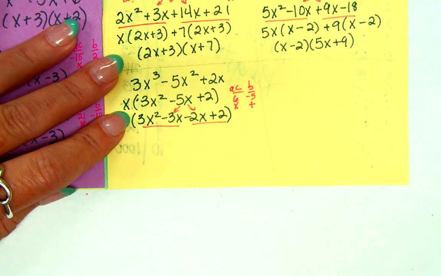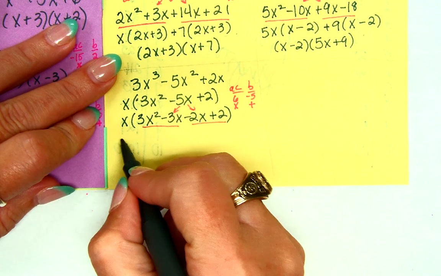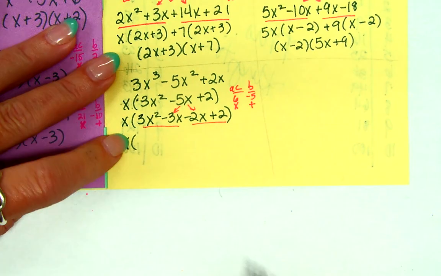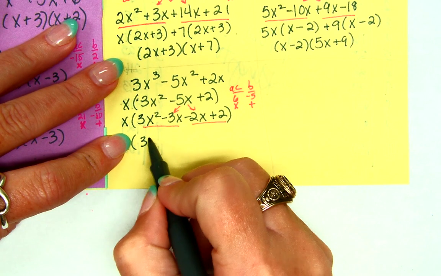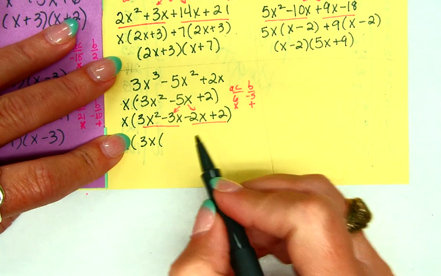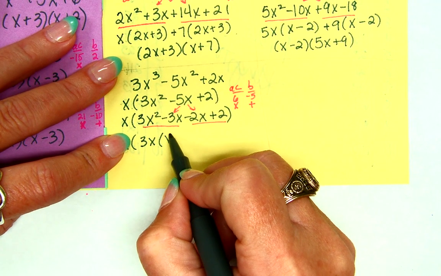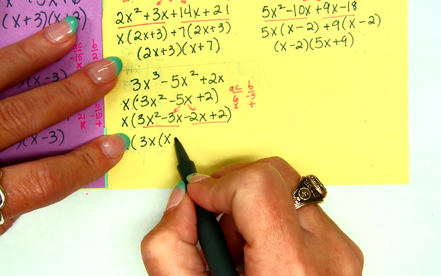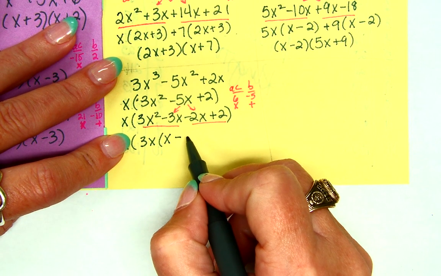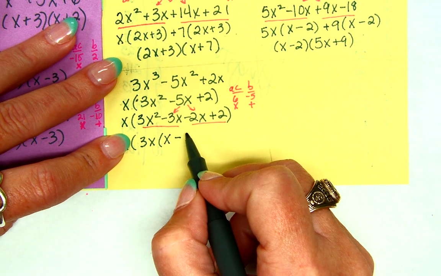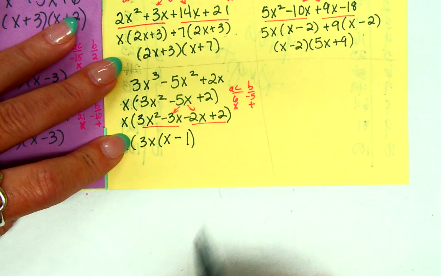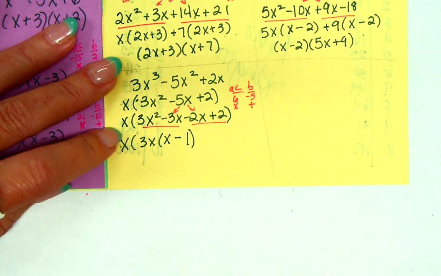All right, now that there's 4 terms, I can factor by grouping, right? Still dragging this x along. What's common in the first 2 terms? 3x. If I factor out a 3x, what do I have left? X minus what? What's 3x divided by 3x? 1, right? Okay. What's common in the last 2 terms?